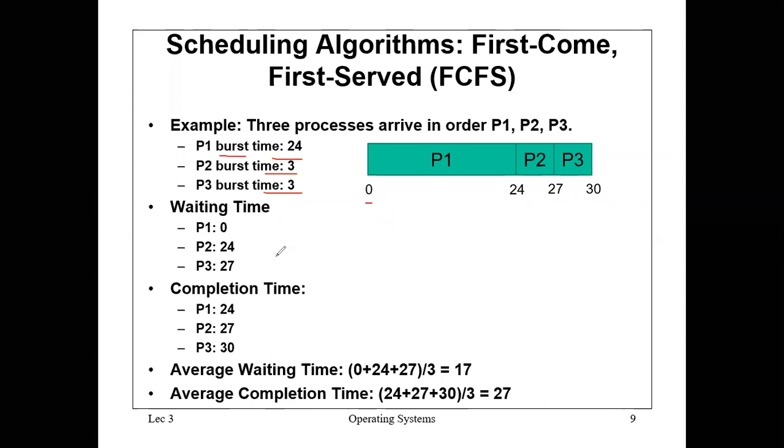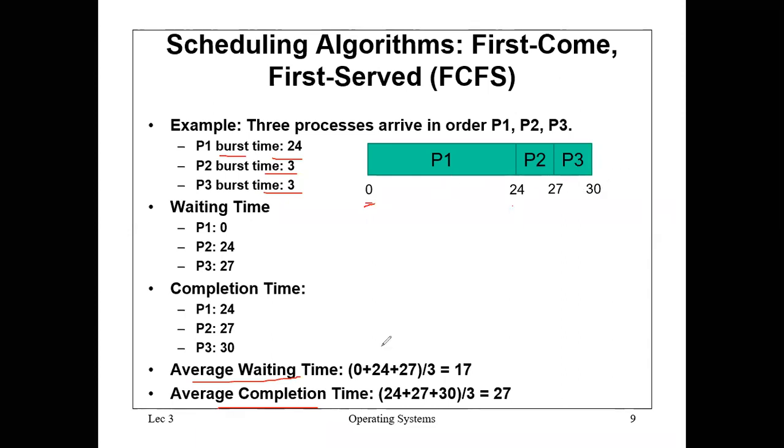Now, the next thing you have to do is calculate the average waiting time and average completion time. As P1 came first, P1 will get the CPU first. So P1 will go until 24 seconds. So P1 is done. Then P2 came, and P2 will get it at 24, 24 plus 3, 27. Then P3 will get it, 27 plus 3 equals 30. So this is the time difference.